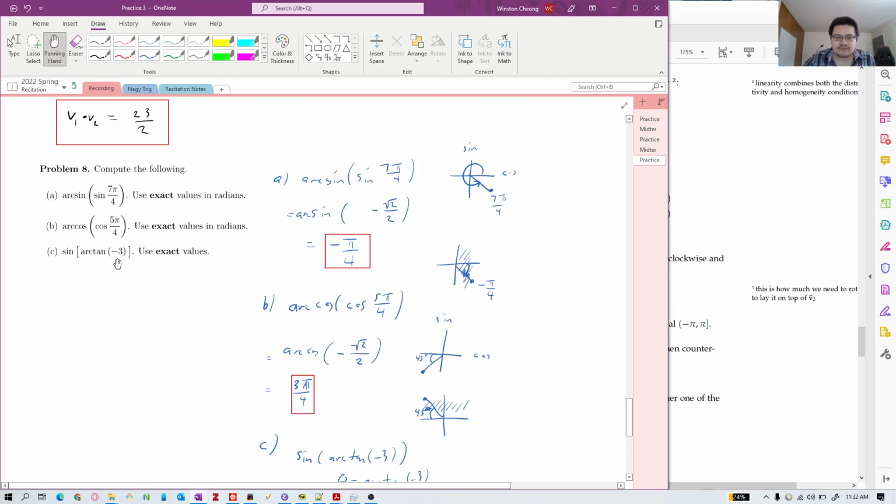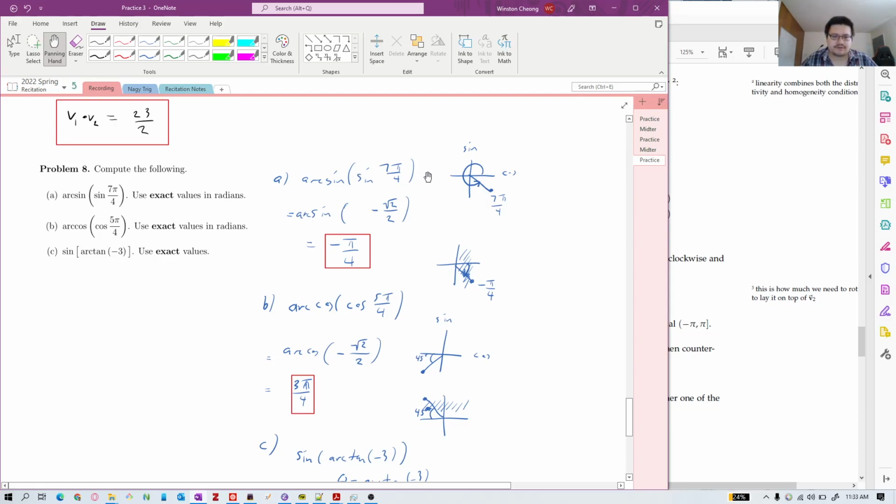When you have an inverse trig on the inside, you have to remember that an inverse trig is actually an angle, and you can figure it out by drawing the triangle that corresponds to that angle and then doing the subsequent trig evaluation, reading it off from that triangle.